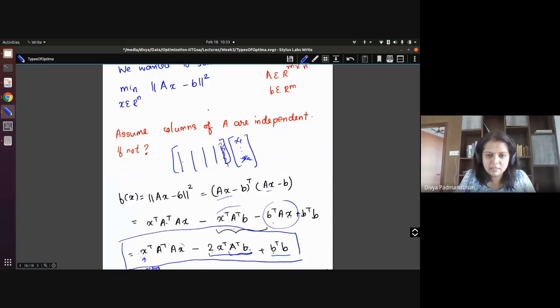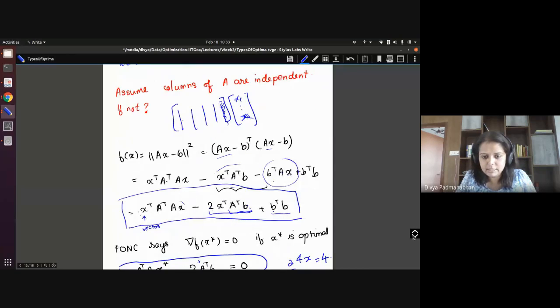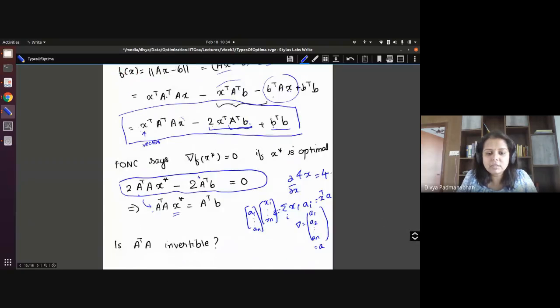We first assumed that the columns of A were independent, to avoid any kind of redundancy. Then we applied the first order necessary conditions, specifically we tried to find an X star such that the gradient is zero. That gave us an expression like this, and we saw that A transpose A is invertible. Then we were trying to compute X star.